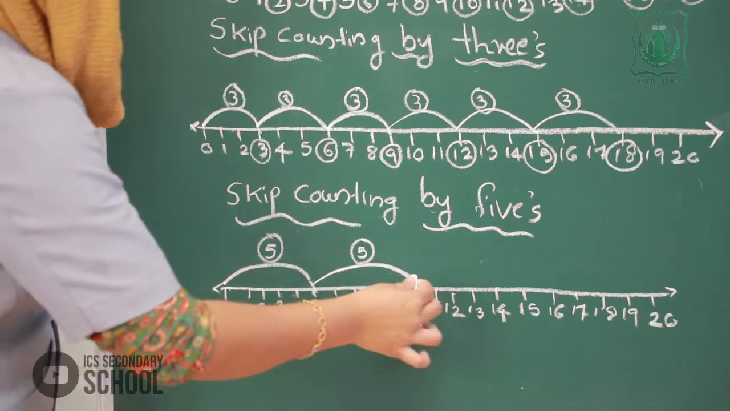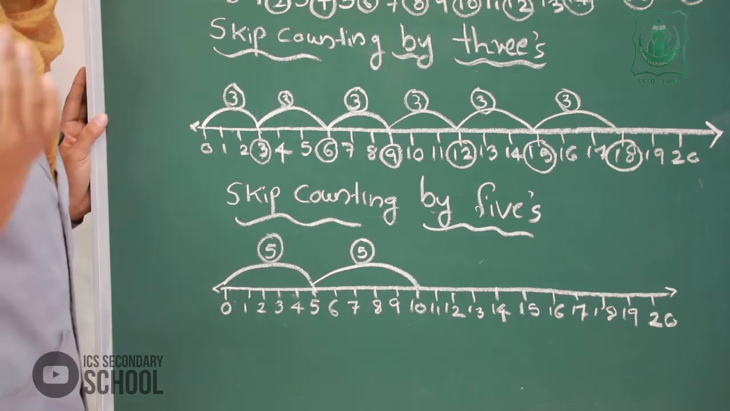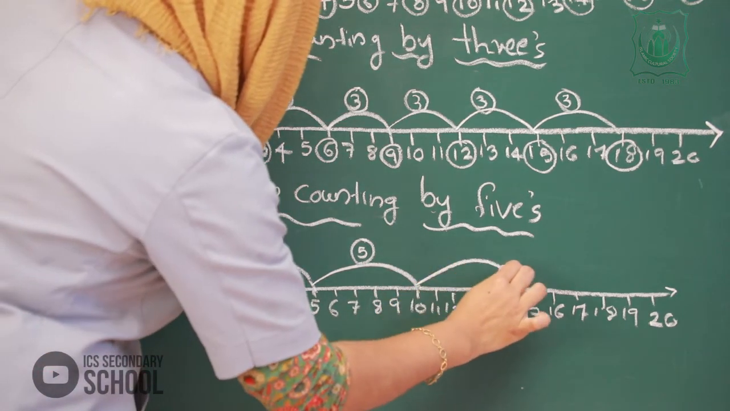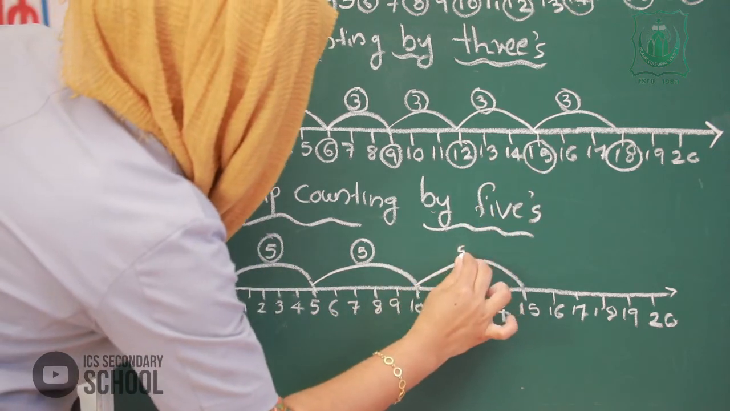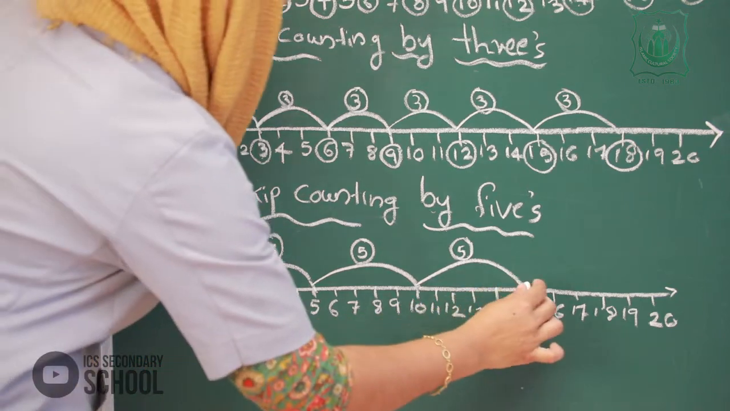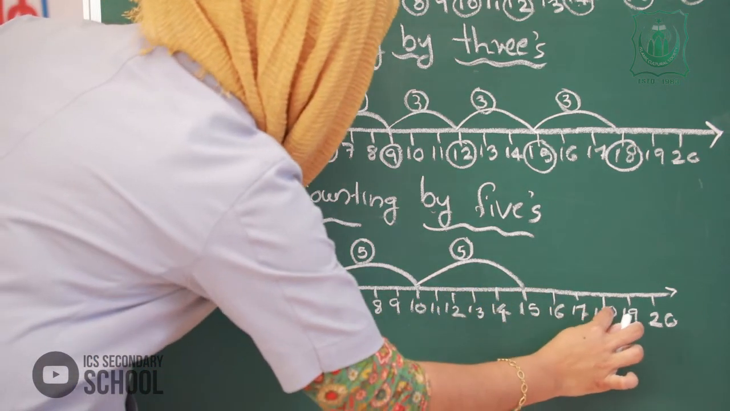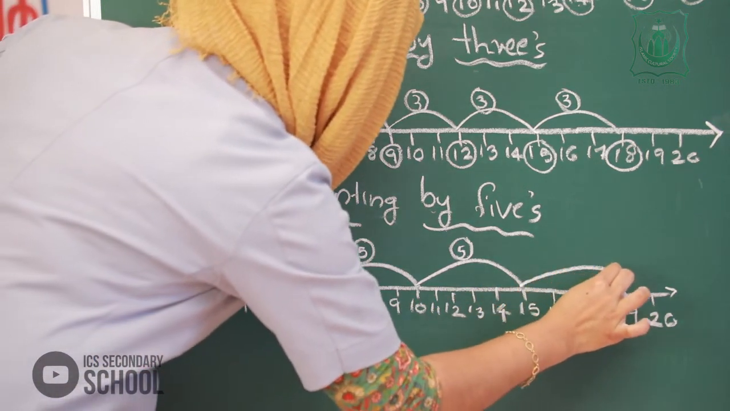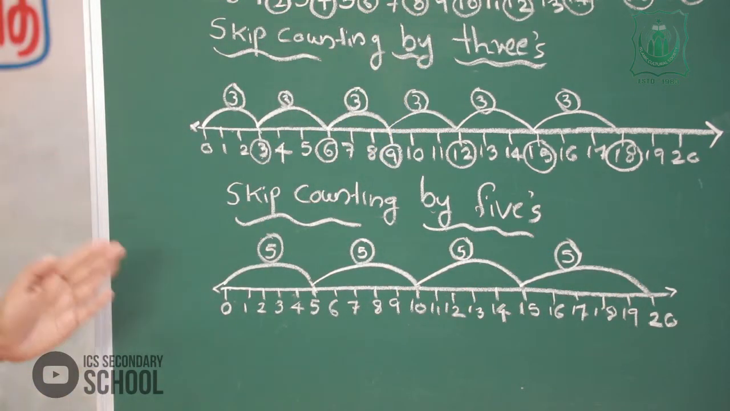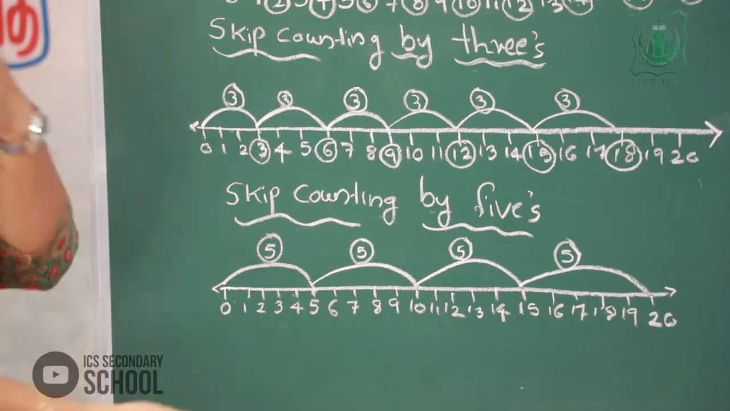Okay. From 10, count it. 1, 2, 3, 4, 5. We get 15. Okay. And last, again count 1, 2, 3, 4, 5. We get the number 20. Okay, is it clear? Is it clear?